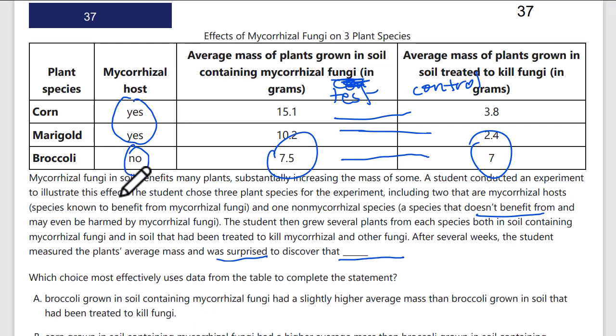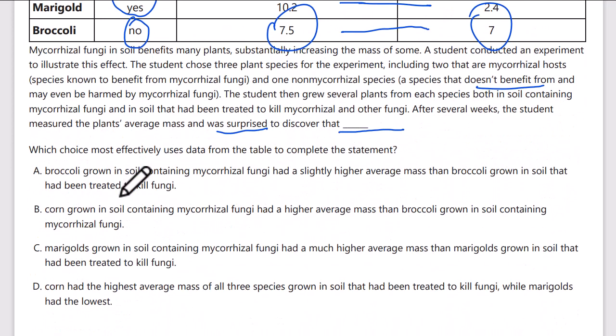Even the broccoli increased mass. Broccoli grown in soil containing mycorrhizal fungi had a slightly higher average mass than broccoli grown in soil that had been treated to kill fungi. Yes, they would have been surprised to find that out.